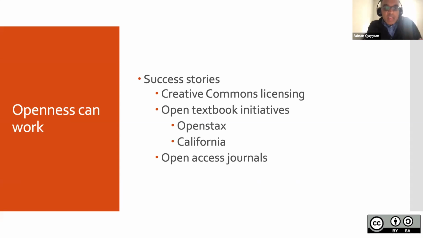So kind of the takeaway is openness can work. There's been a lot of great success stories of openness, Creative Commons licensing, open textbooks initiatives. This is American-based, and so OpenStax out of Texas, and the California initiatives like Merlot. Open access journals have been getting a lot of traction and are increasingly popular. So that's all very encouraging in terms of openness. Next slide, please.